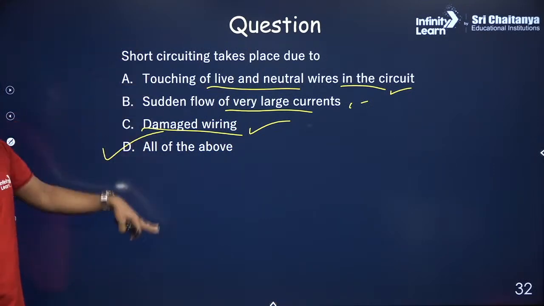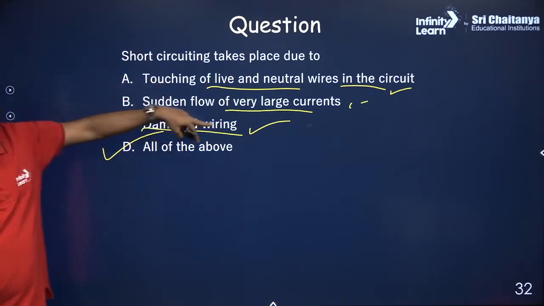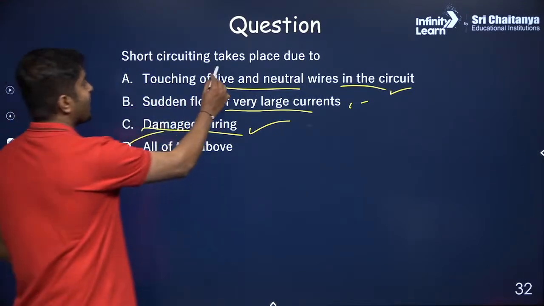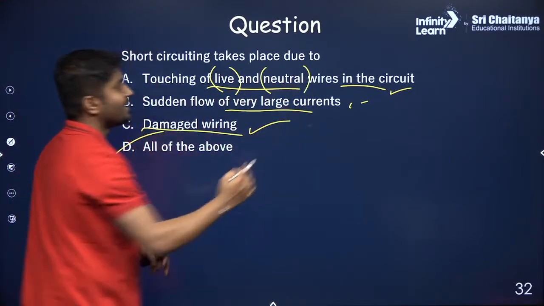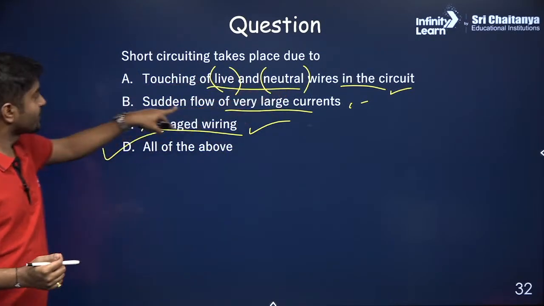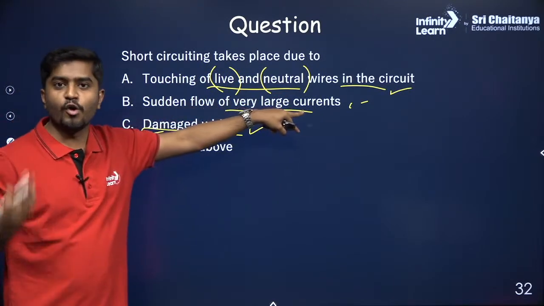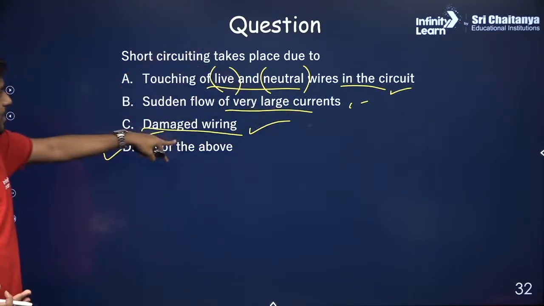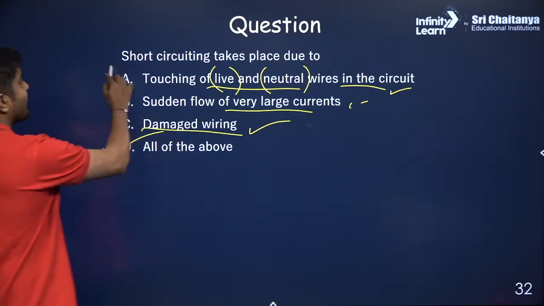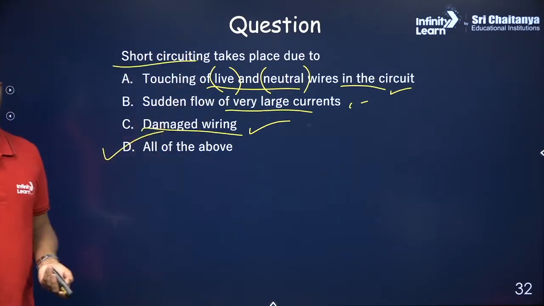All of this. If there is a damaged wiring, then what will happen? Whenever you have a damaged wiring, the live wire and the neutral wire come in contact. And when they come in contact, what will happen? A large amount of current will flow. So short circuit happens due to all of the above.